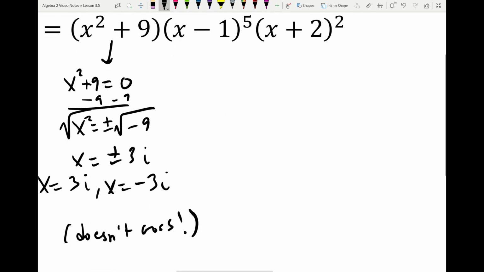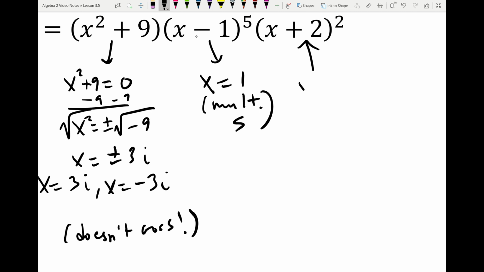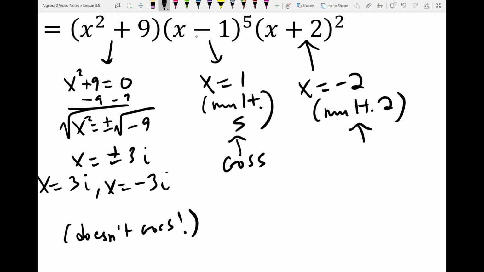Okay, so now for this one, x is equal to 1, multiplicity 5. x is equal to negative 2, multiplicity 2. All right, so here it crosses, here it turns. That's all you had to do, is determine whether it crosses, whether it turns, and that stuff. Of course, you can graph it and sketch the graph, but we know the main behavior.